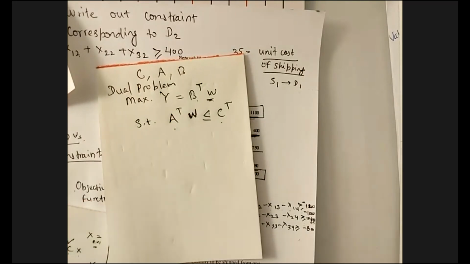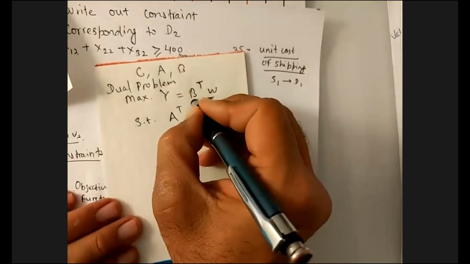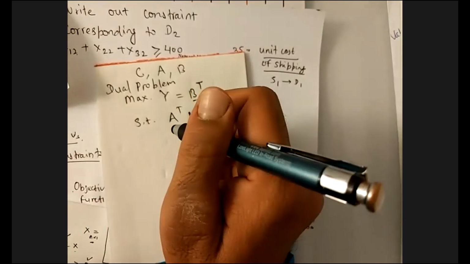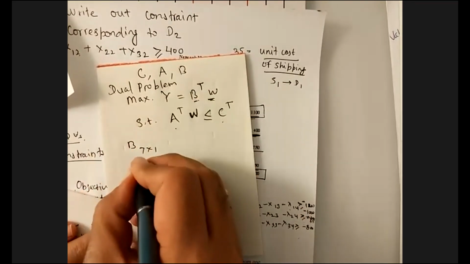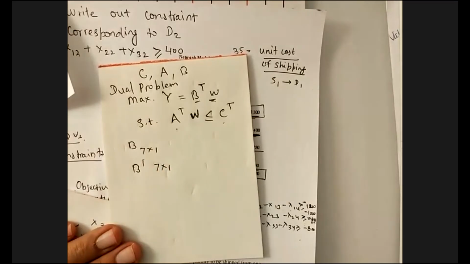Remember, I had 7 constraints in the original problem that I showed you. How many constraints would I have now? Or how many decision variables would I have now first? That will be the size of my W. You can also figure out that size by looking at B transpose. Remember, B was a 7 cross 1 matrix, so B transpose will be 7 cross 1.